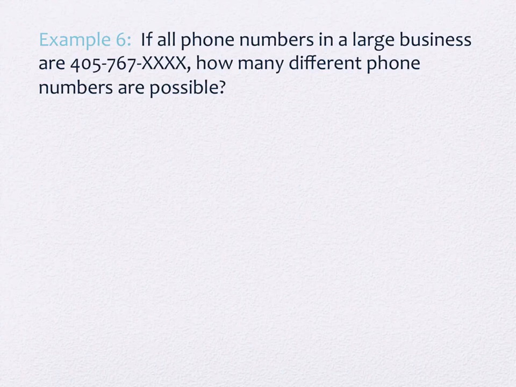All right, if we have all the phone numbers for a large business, and they start out 405767, and then we have the 4-digit extension at the end, or the 4-digit number at the end, how many different phone numbers are possible?